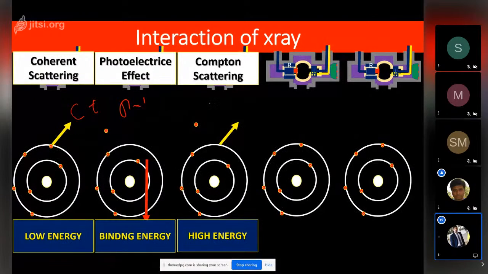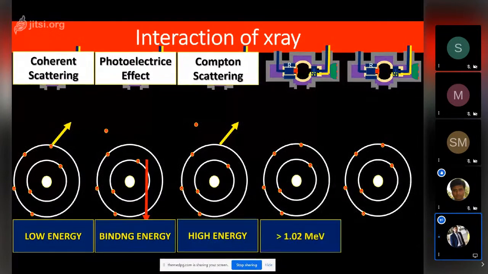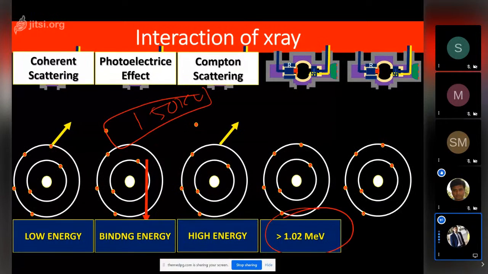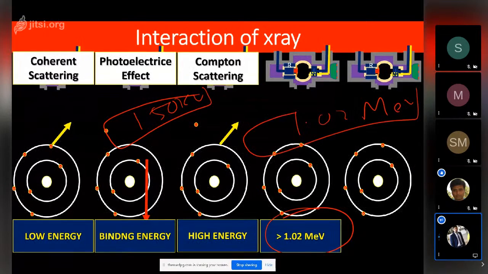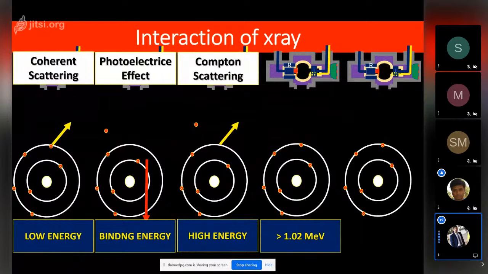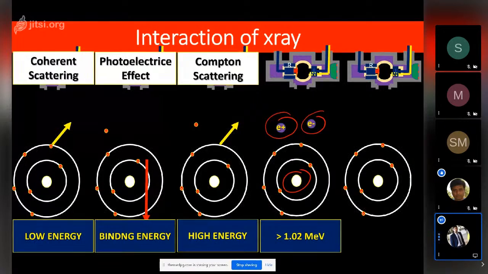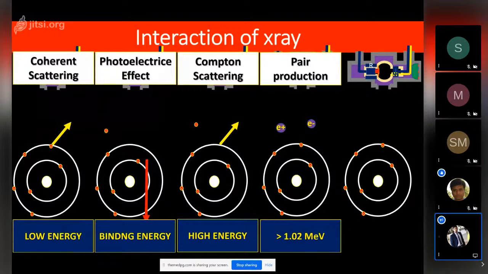In diagnostic radiology, there is the Compton effect, the photoelectric effect, and coherent scattering. But when we see very high energy X-rays, here we use 150 kilovolts of energy, whereas when we use very high energy, such as 1.02 mega electron volts of X-ray, 10 times more than that of diagnostic, that's when these effects happen. It will go and hit the nucleus and produce an electron and a positron. This production of an electron and a positron is called pair production.